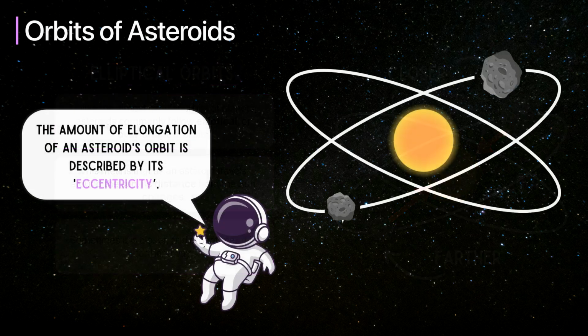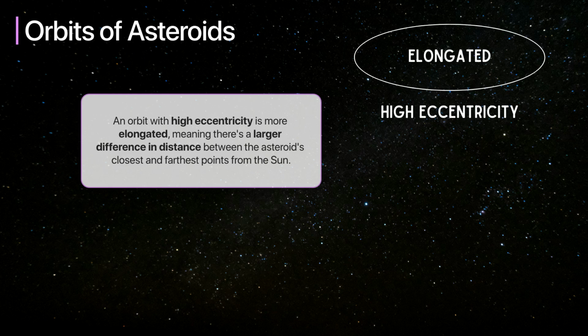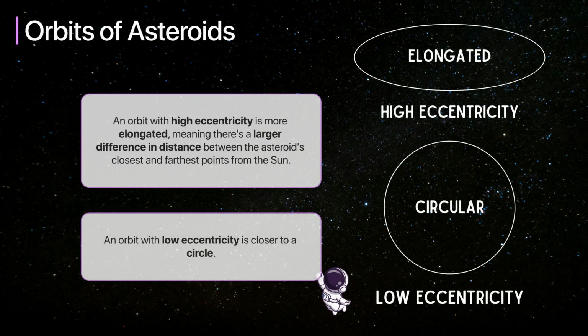The amount of elongation of an asteroid's orbit is described by its eccentricity. An orbit with high eccentricity is more elongated, meaning there's a larger difference in distance between the asteroid's closest and farthest points from the Sun. Conversely, an orbit with low eccentricity is closer to a circle. It's essential to understand that the elliptical nature of these orbits can influence interactions between asteroids and other celestial bodies.